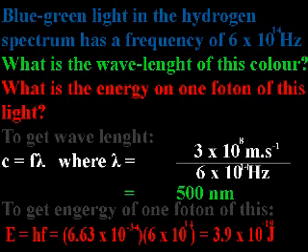Blue-green light in the hydrogen spectrum has a frequency of 6 times 10 to the power 14 Hertz. What is the wavelength of light with this color, and what is the energy of one photon of this light? If you rearrange the formula to work out lambda, you get 500 nanometers. To work out energy, we use the normal E equals hf formula, and at the end you get 3,9 times 10 to the power minus 19 joule.